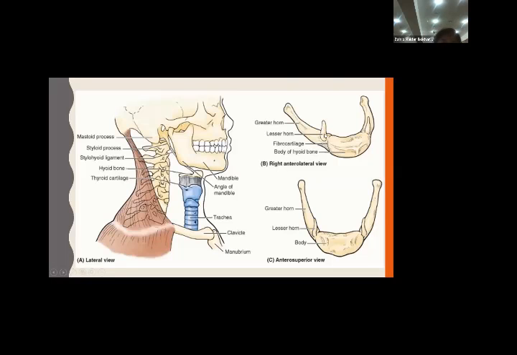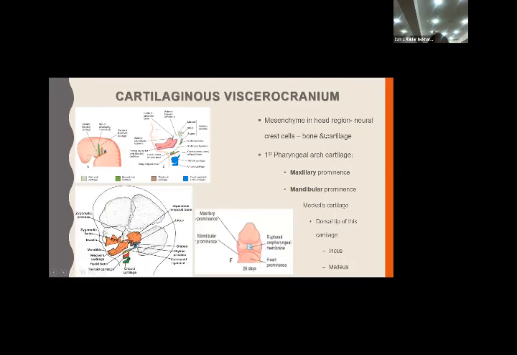Okay, let's move ahead. Now let's come to the viscerocranium. I told you the viscerocranium is the second part, the face. So the cartilage that surrounds the face. Now the bones that form the face develop by 2 processes. Some bones develop by intramembranous ossification, and some bones develop by intracartilaginous ossification.